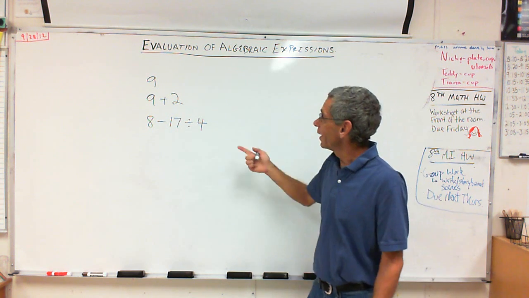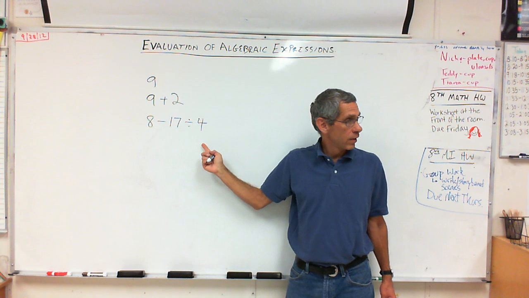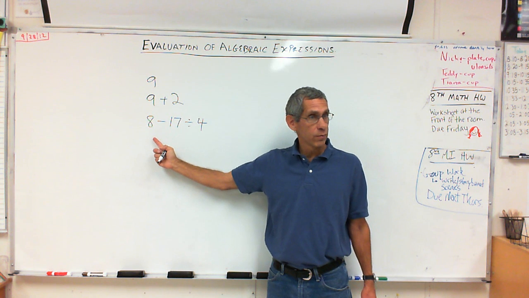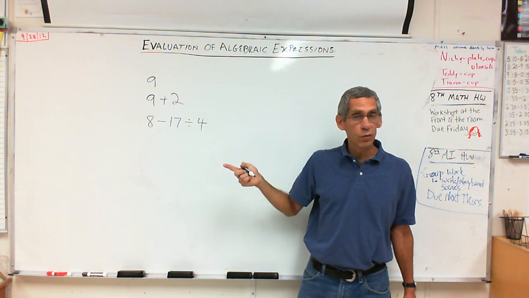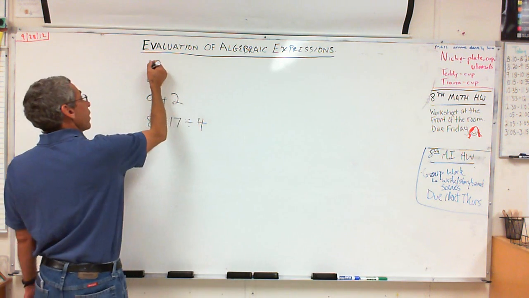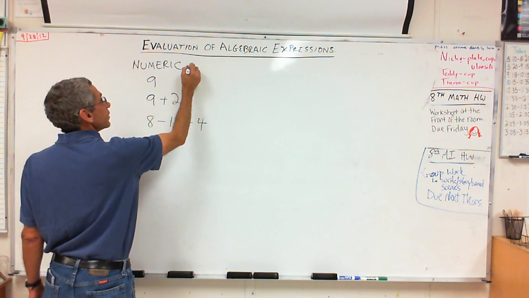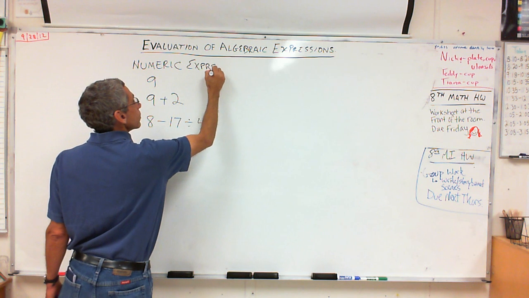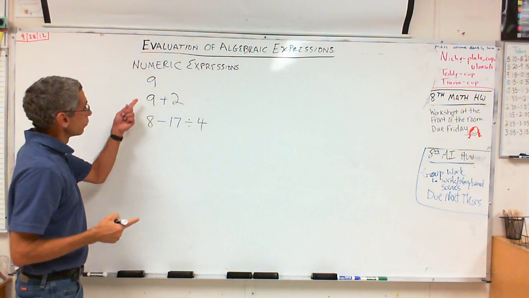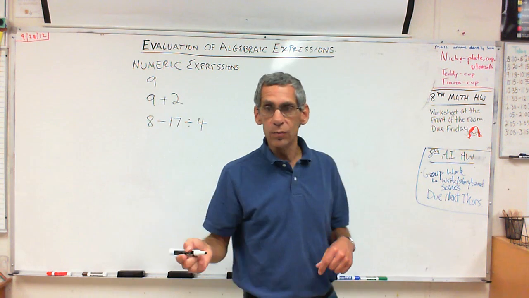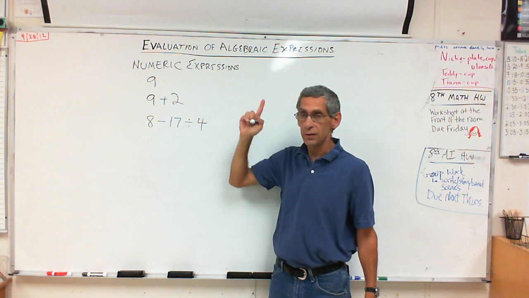But it is true. But all of these expressions that I've written up here have numerals in them. Would you agree with me? That's a numeral, that's a numeral, that's a numeral. When they have only numerals, they are called numeric expressions. When they only have numerals in them, numerals and pluses and minuses, divides, multiplies, but they're all just numerals, they are called numeric expressions.